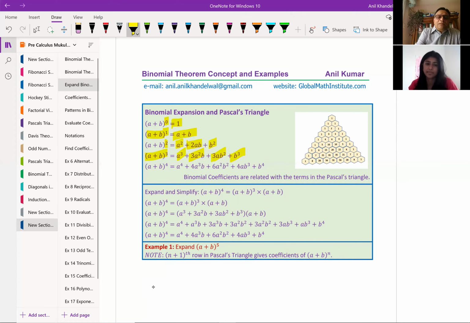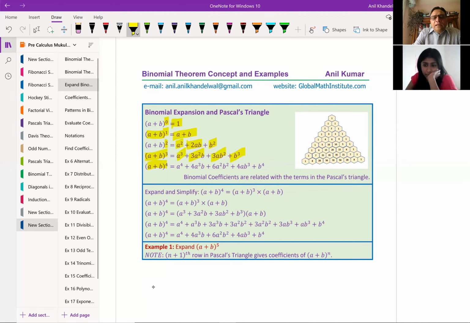But what is (a plus b) to the power of 4? For sure, nobody knows this, right? No. So you might know (a plus b) whole cube, but (a plus b) to the power of 4 is not really known to students normally. Correct.